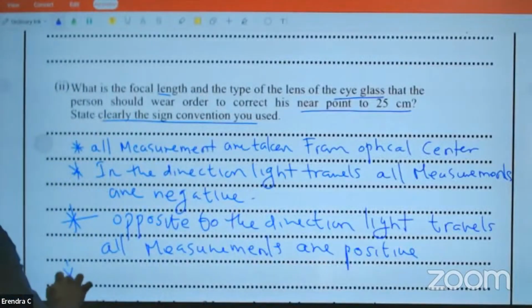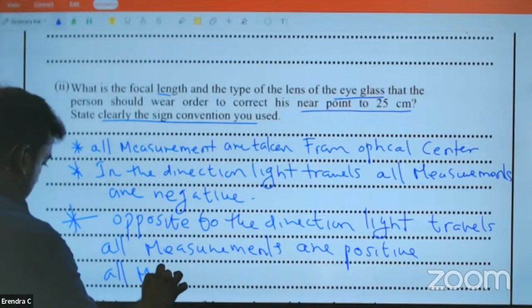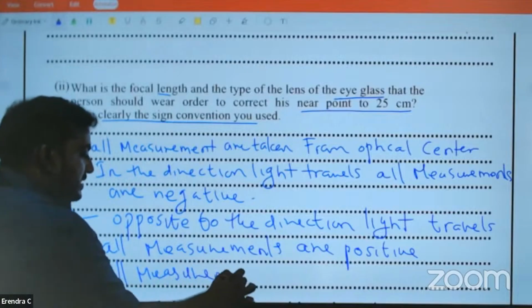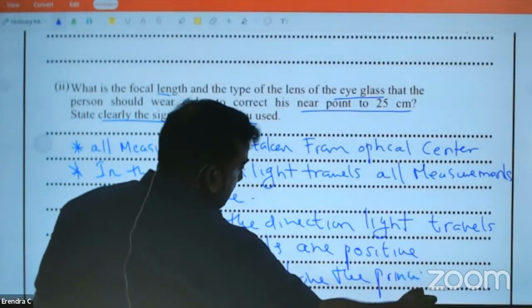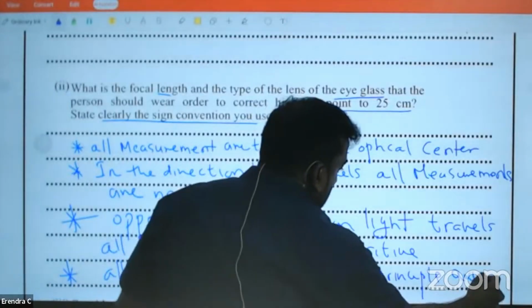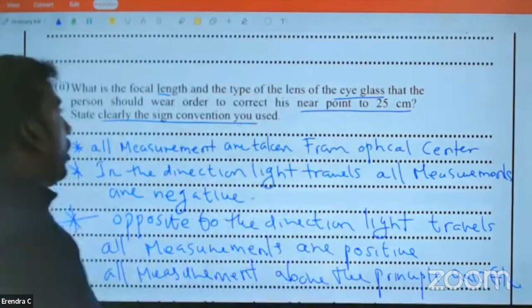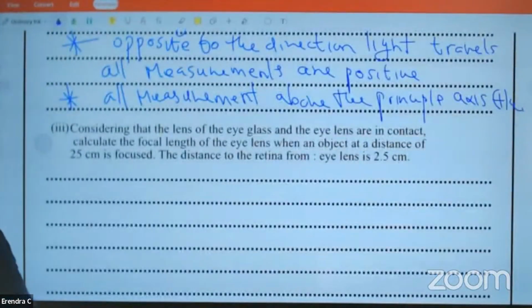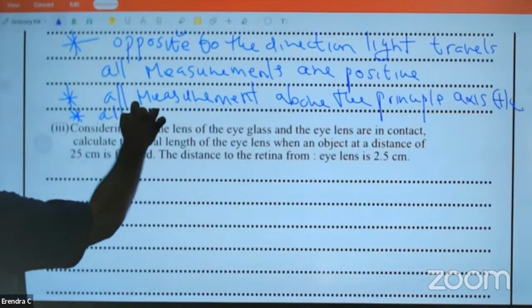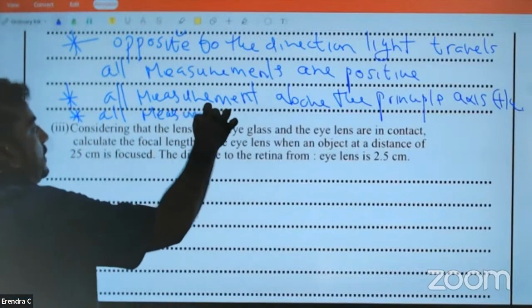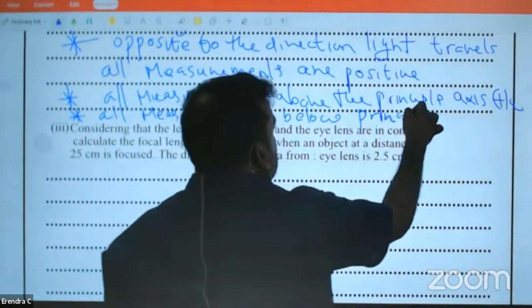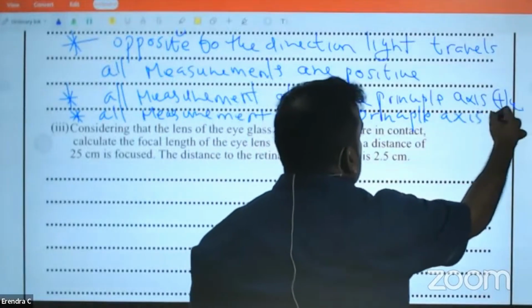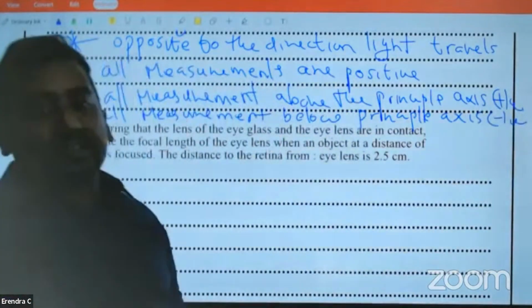What else? All measurements above the principal axis are positive. All measurements below the principal axis are negative. I hope you learned all these.